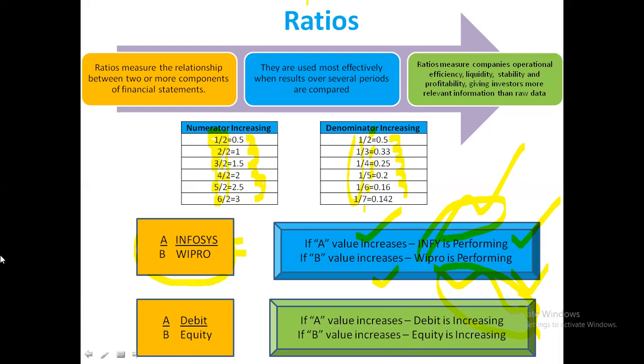One example on the ratios. In a financial terminal, that is A over B. A is nothing but debt. B is nothing but equity. If A increases, what does it mean? Debt is increasing. If B increases, what? Equity share is increasing. So if A is increasing, that means debts are increasing.